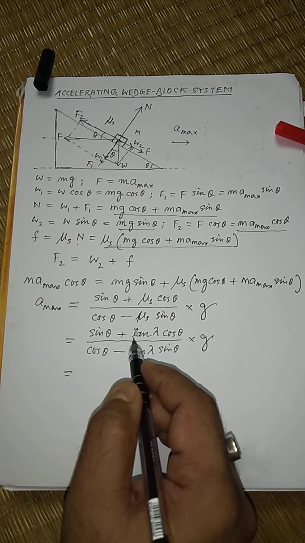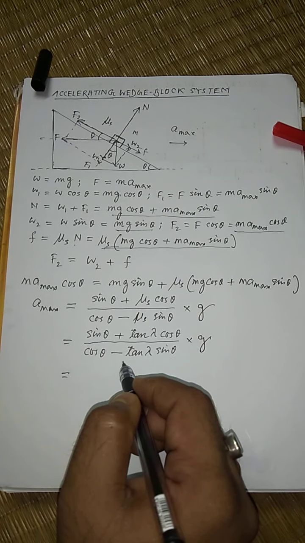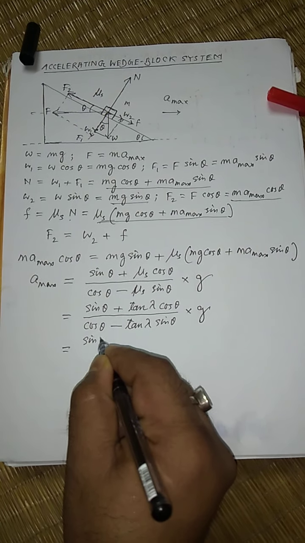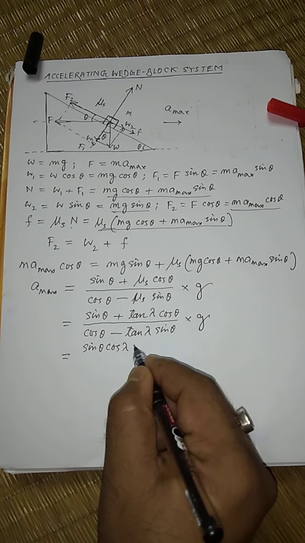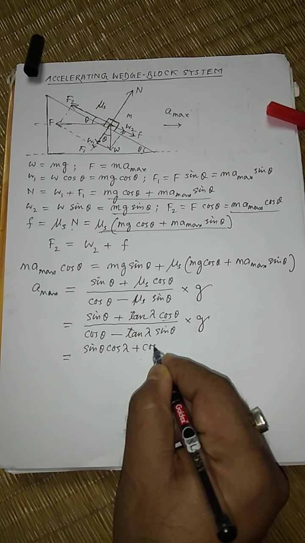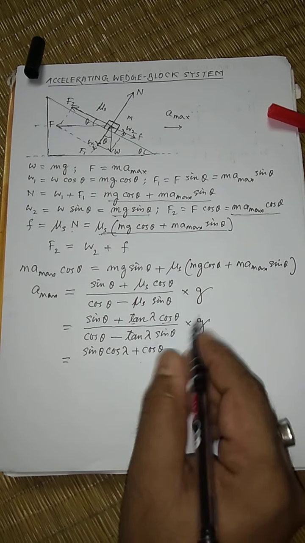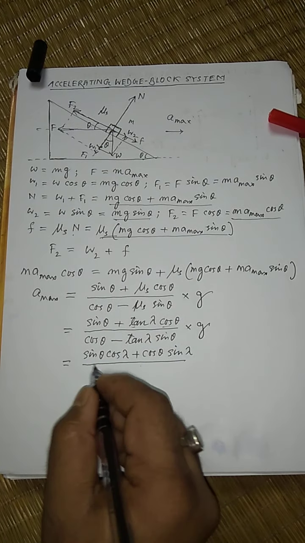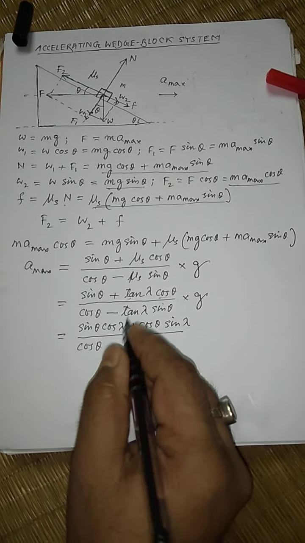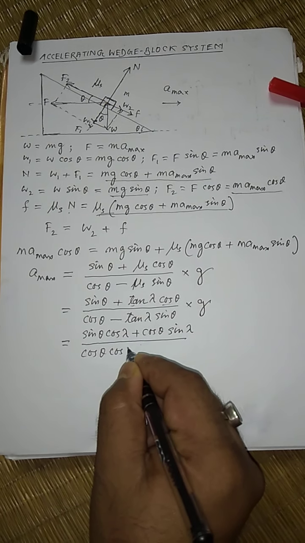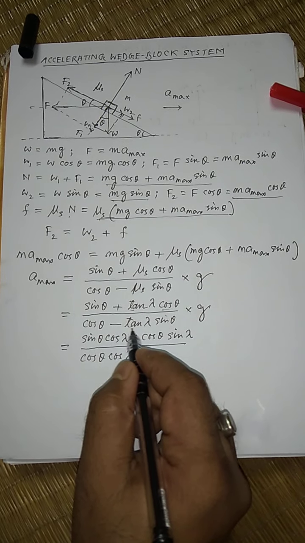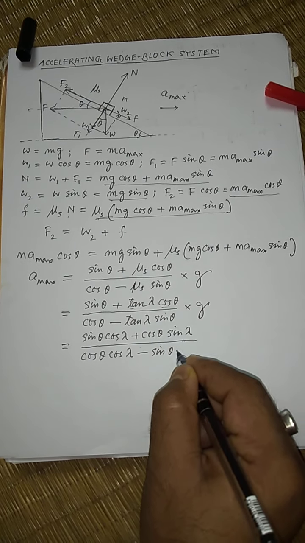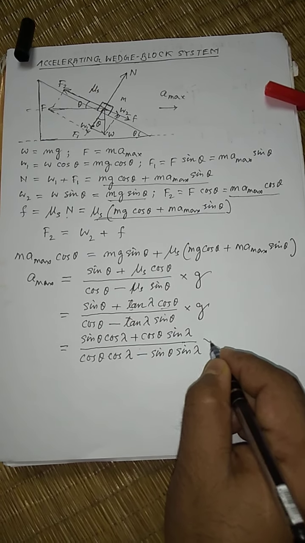Now, multiplying both the numerator and the denominator by cos lambda, we get sin theta cos lambda plus cos theta, and then multiplying tan lambda by cos lambda, we get sin lambda, divided by cos theta cos lambda minus, multiplying tan lambda by cos lambda, we get sin lambda, and we write it after sin theta, sin lambda, multiplied by g.